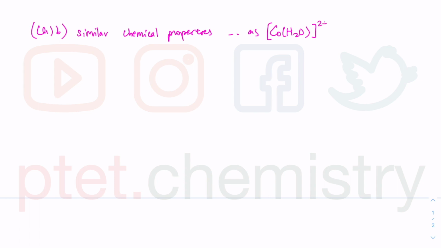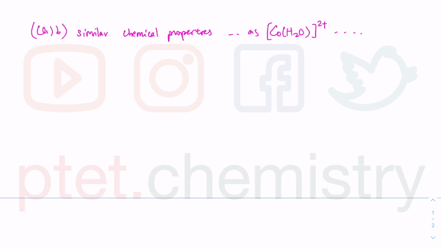Part B, question 1, is about how chromium shows similar reactions, or similar chemical properties, as cobalt chemistry. So the chemistry of cobalt 2 plus is actually in your syllabus together with the chemistry of copper 2 plus. So you should really know them very well.